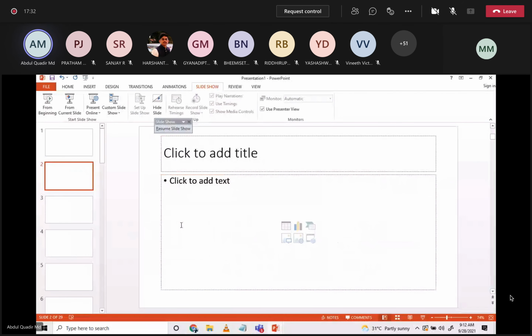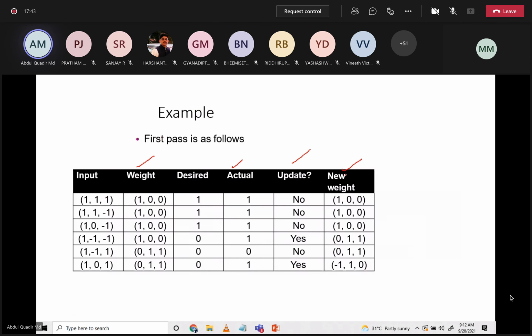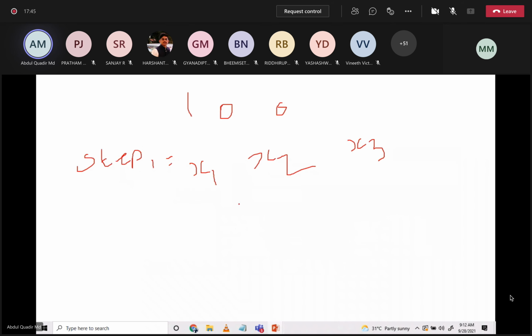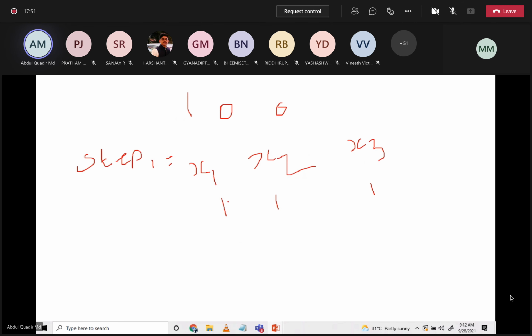Let us have this as x1, x2, x3. Okay, the inputs are 1, 1, 1. And the weights, we can have them as W1, W2, W3. Okay, so what are we supposed to do?